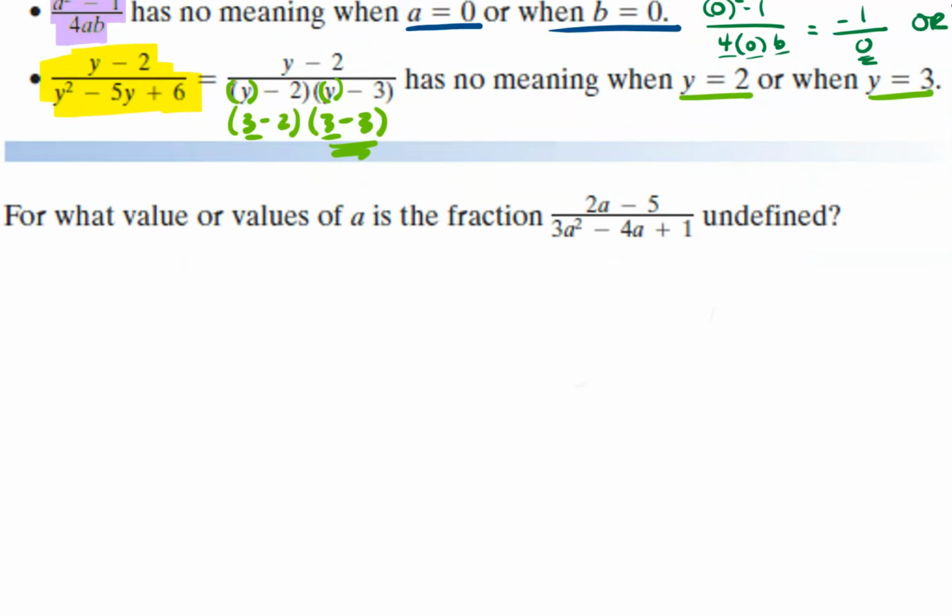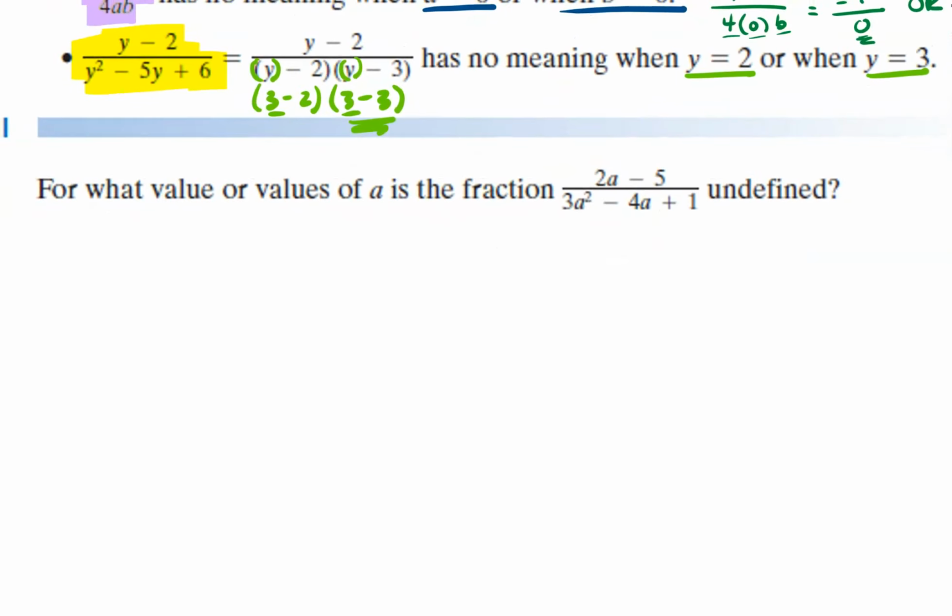So let's look at this expression, (2a - 5) over (3a² - 4a + 1). For what values of a is that undefined? Well, again, we're looking for denominators equal to 0, and we want to know if or when that's going to happen. So you could sit here and try to guess what a values would make this denominator equal to 0, or we could use the techniques from earlier in this class.